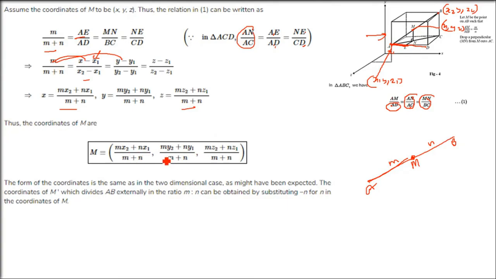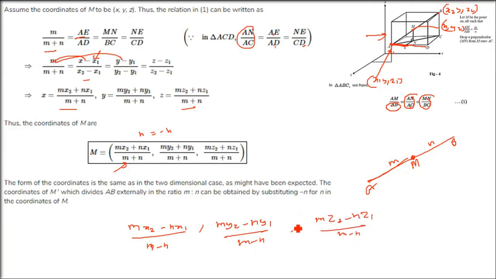Now, this is for internal section. How about a point which divides this line externally? Just put n as minus n. So it will be mx2 minus nx1 by m minus n. Then you have my2 minus ny1 by m minus n, replacing n by minus n, and mz2 minus nz1 by m minus n. So these are the points for external division.